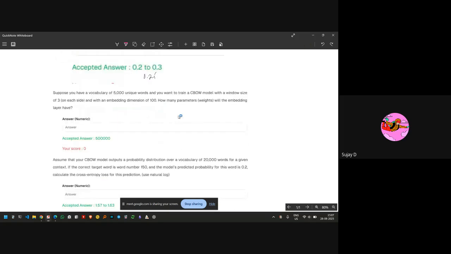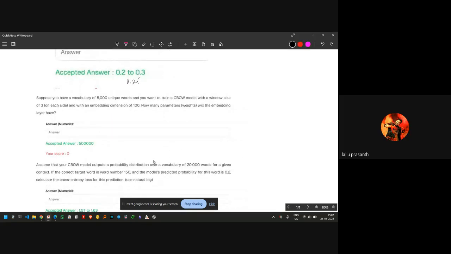Suppose you have a vocabulary of 5000 unique words and you want to train a CBOW model with a window size of 3 and with an embedding dimension 100. How many parameters will the embedding layer have? Okay. So we have window size 3: 3 words left side, 3 words right side. We want to predict a word. This is the hidden layer. H belongs to R100, the embedding dimension. And what is this dimension? 5000. In CBOW, we're not encoding here.